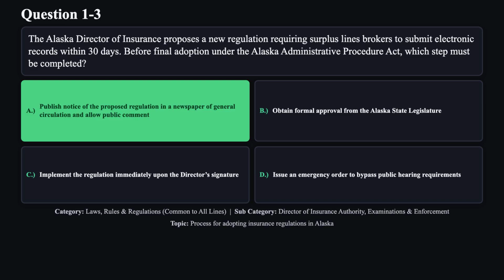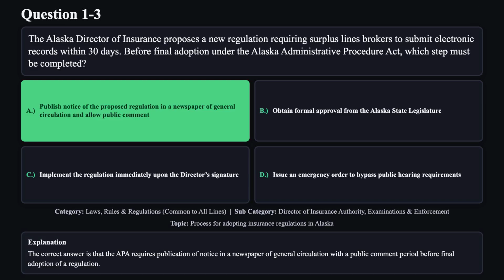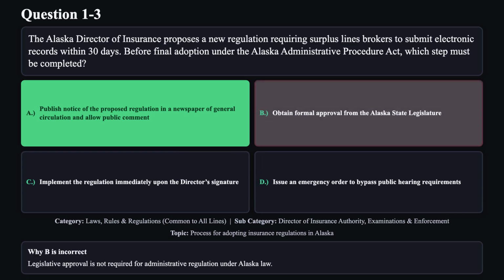The correct answer is A. The APA requires publication of notice in a newspaper of general circulation with a public comment period before final adoption of a regulation. Reason B is not correct. Legislative approval is not required for administrative regulation under Alaska law.